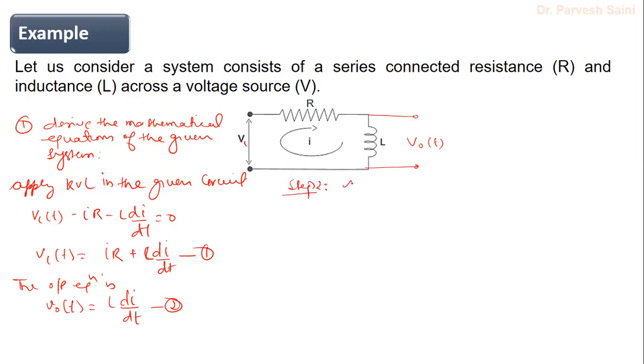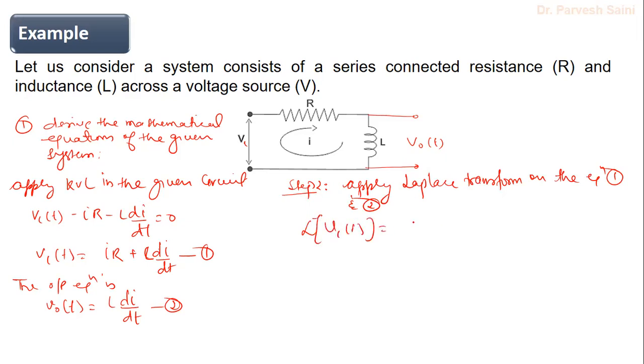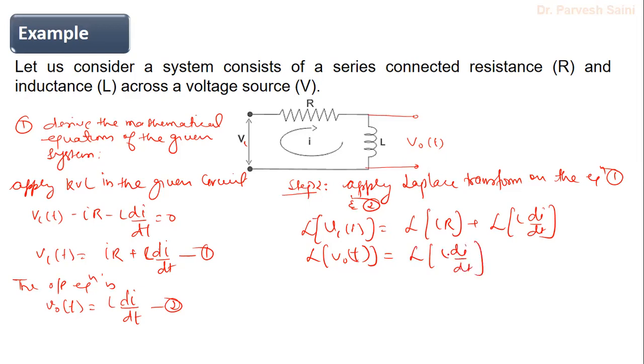Step 2 is apply Laplace transform on the equation 1 and 2, right? So if we apply Laplace transform of these equations, VIT is equal to Laplace of IR plus Laplace of LDI by dt. Similarly, Laplace of V naught T is equal to Laplace of LDI by dt, right?